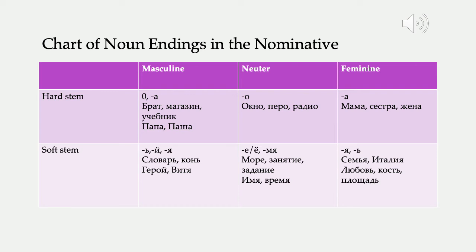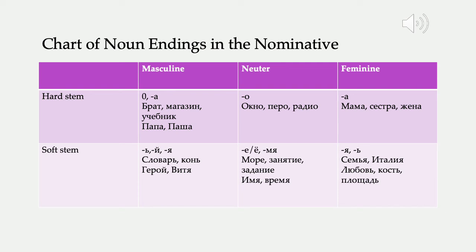And then we have these soft stem nouns, which are less common than hard stem nouns, but there still are a significant number of them. And they can end in мягкий знак, soft sign, и краткое, or ya. So for example, словарь, dictionary, ends in a soft sign. Конь, steed, like a kind of horse, ends in a soft sign. Герой, hero, ends in и краткое. Vitya, the nickname for Victor, ends in ya. And again, these nouns are less common than hard stem nouns, but there are still a number of them, and you do need to know them.